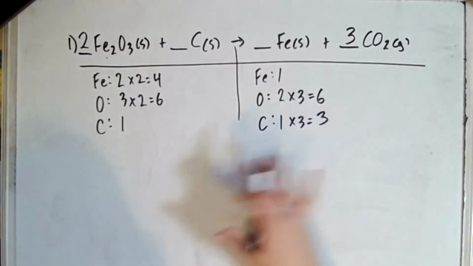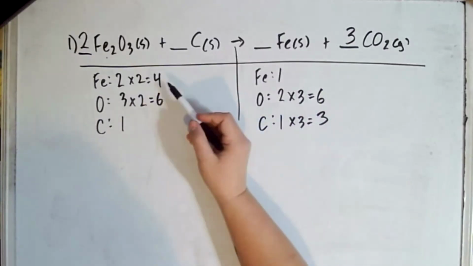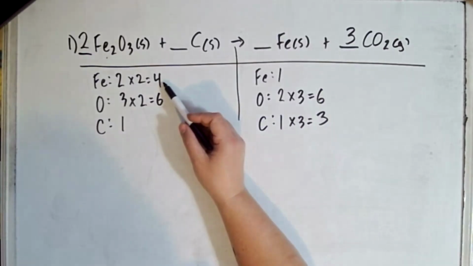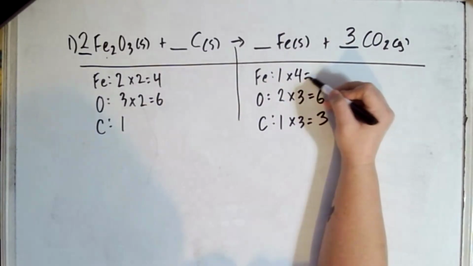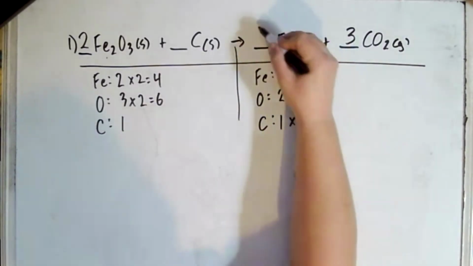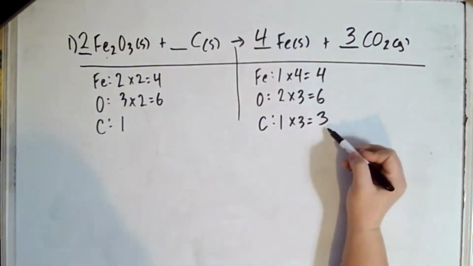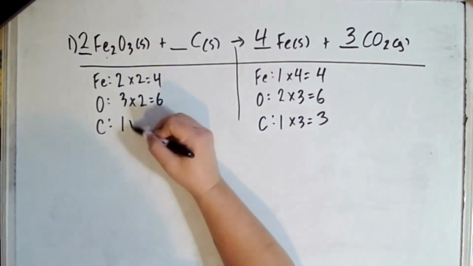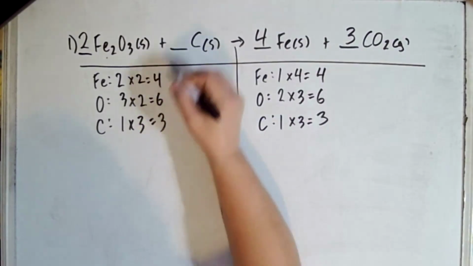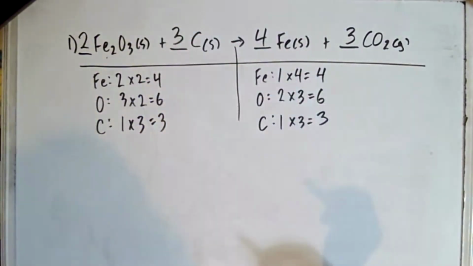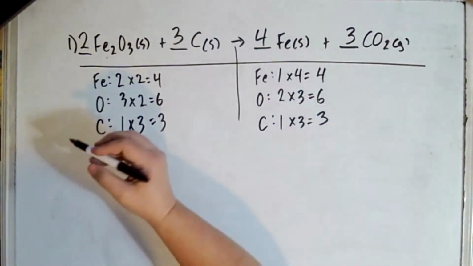But now I can fix what I'm missing here. I've got 4 irons here. I have 1 iron here. So I'll multiply this one by 4. I've got 3 carbons on my product side, 1 carbon on my reactant side. So I'll multiply that by 3. And that's my balanced reaction there.